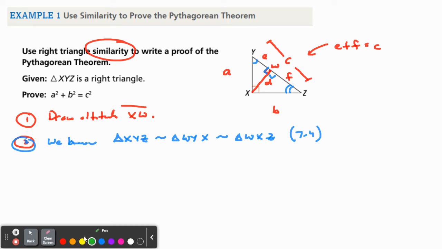Okay, so now we're going to use these to create two proportions. All right, so we're going to create proportions.